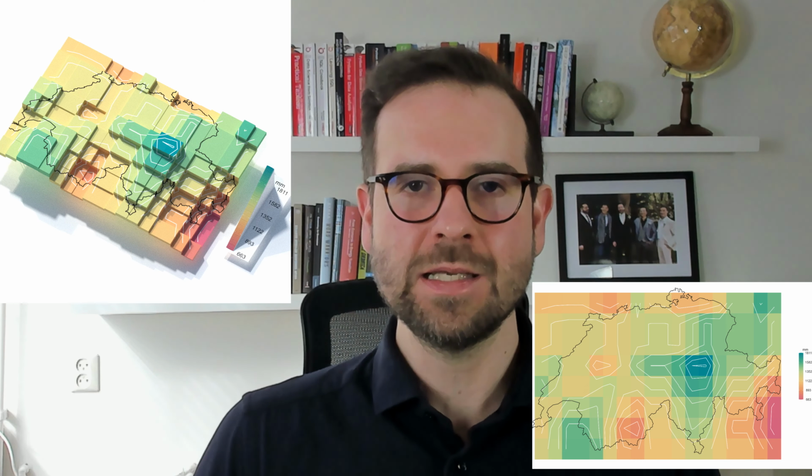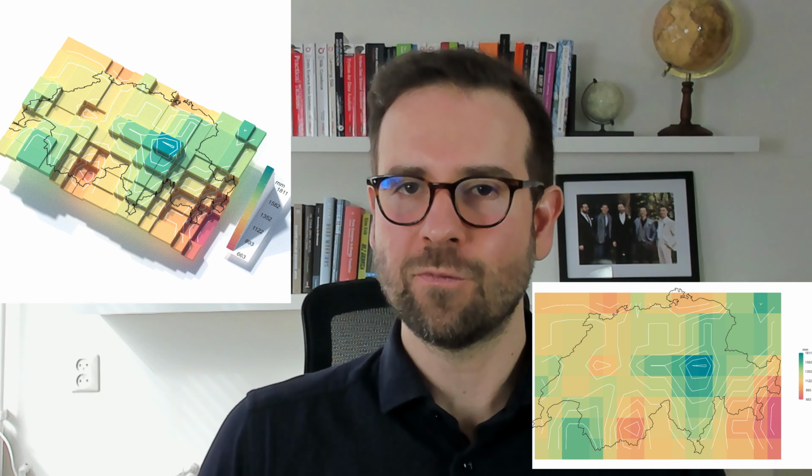How do we get the precipitation data? How do we compute it? And then how do we create some awesome 2D and 3D maps of precipitation for a given area?